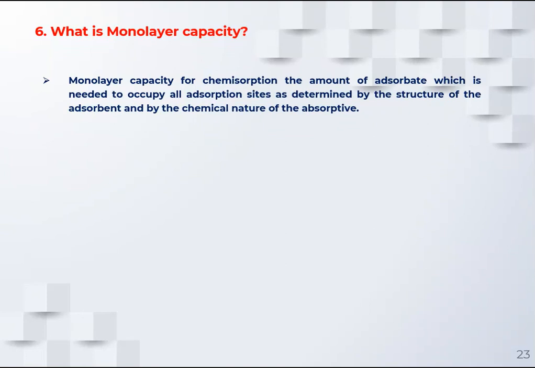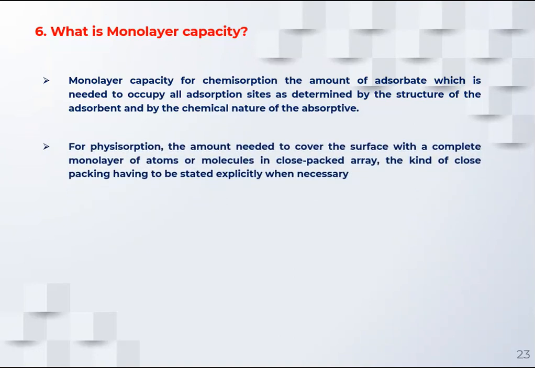Then next question, what is monolayer capacity? For chemisorption, it is the amount of adsorbate which is needed to occupy all adsorption sites, as determined by the structure of the adsorbent and by the chemical nature of the adsorptive. Then monolayer capacity in physisorption is the amount needed to cover a surface with a complete monolayer of atoms or molecules in a close packed array, a kind of close packing having to be stated explicitly when necessary.